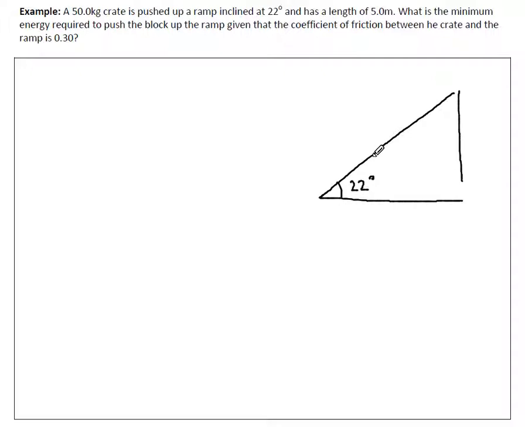So 22 degrees. Here's our object. We're pushing it up the ramp, so we make that arrow parallel to the ramp surface. Force of friction is opposing it. Our applied force, force of gravity is downwards. Normal force is perpendicular to the surface. Okay, so we have our forces.